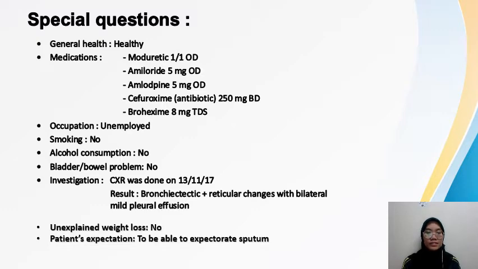For the investigation, a chest X-ray was done on the 13th of November 2017, and the result is bronchiectatic and reticular changes with bilateral mild pleural effusion. She has no unexplained weight loss. And finally, the patient's expectation is to be able to expectorate sputum.